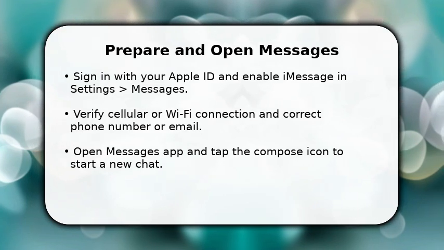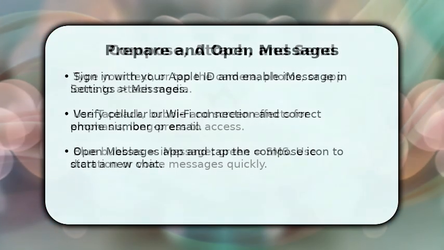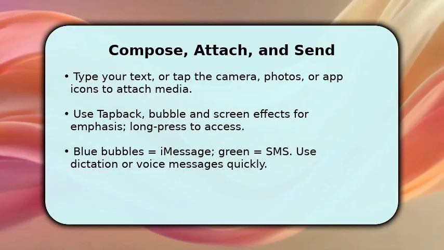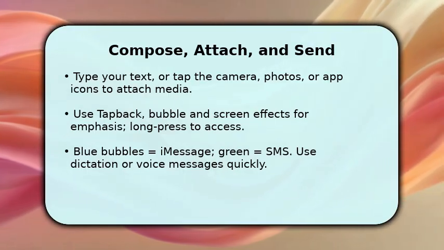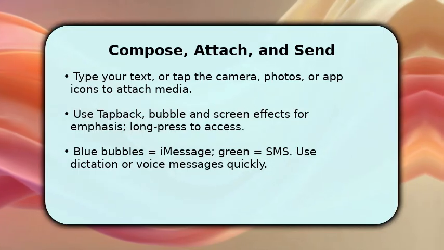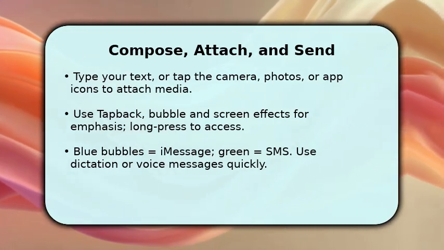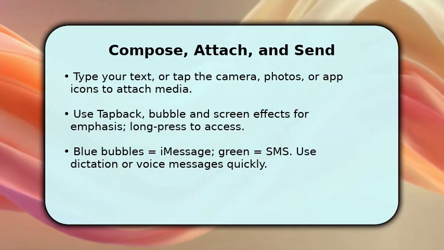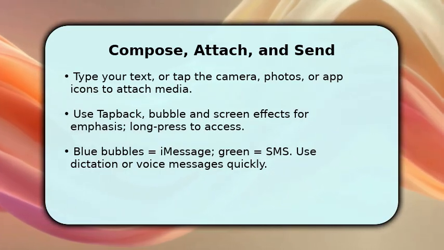You type the message in the input field, but you can also tap the camera or photos icon to add images and video. Attachments make conversations clearer. Once you've typed or attached, press Send. Simple. If you want emphasis, use bubble and screen effects or long press a sent message to tap back.